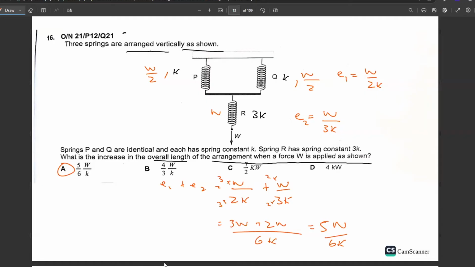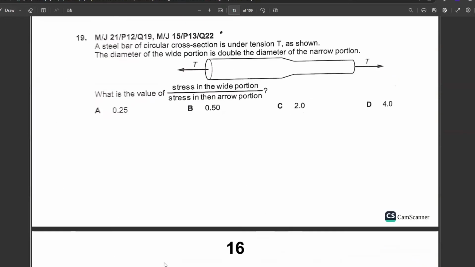Let's further move ahead. Okay, let's see this. A steel bar of circular cross section is under tension T as shown. The diameter D of the wider portion is double the diameter of the narrow portion. Okay. So if this is 2D, this will be D. What is the value of the stress in the wider portion divided by the stress in the narrow portion? Perfect. So what have we studied?